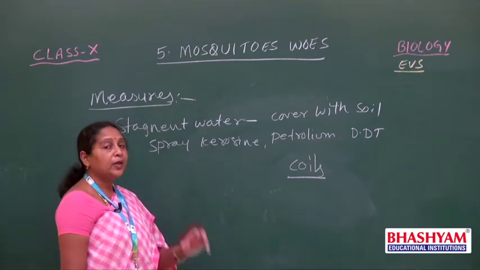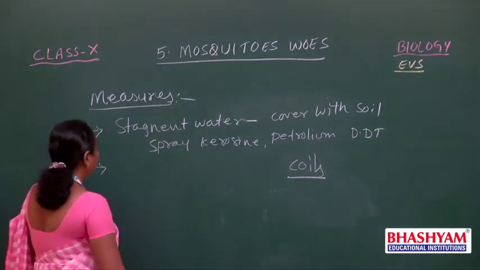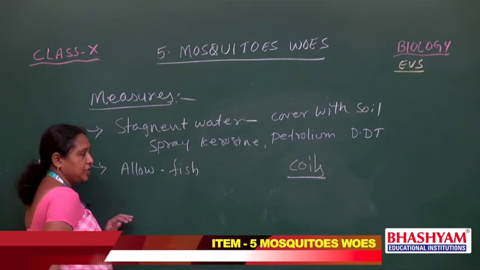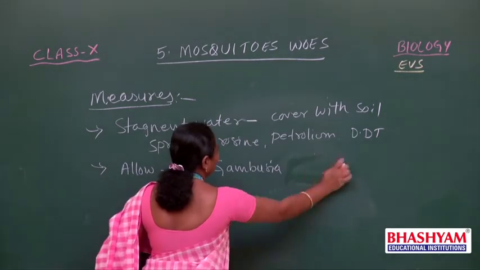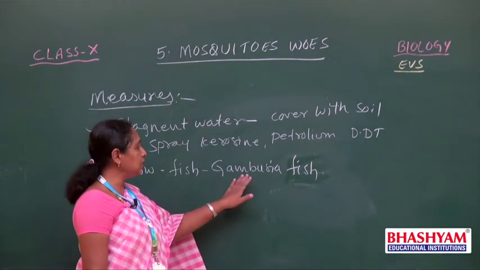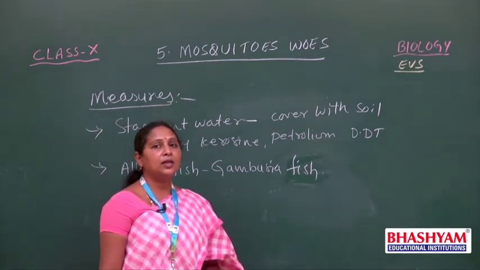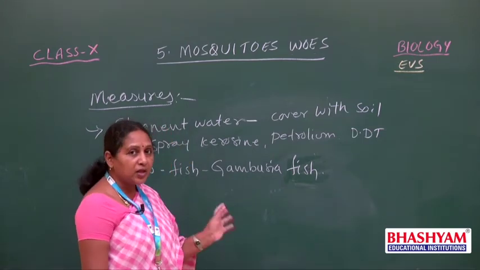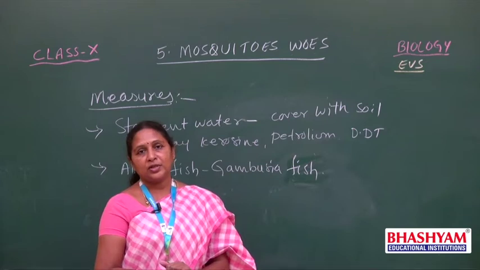During the rainy season, one biological control method to control the mosquito population is to release a variety of fish into the water. That fish is the Gambusia fish. If Gambusia fish are released into that water, they eat all the larvae of mosquitoes. In this way also we control the mosquito population. So there are some biological methods, some chemical methods, and some physical methods. Through these we control the mosquito population.